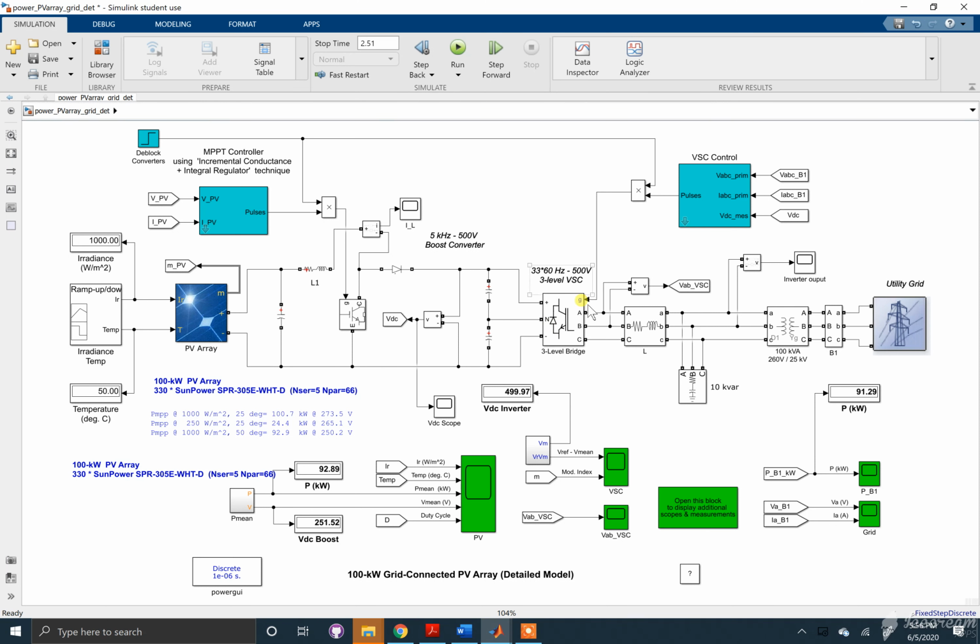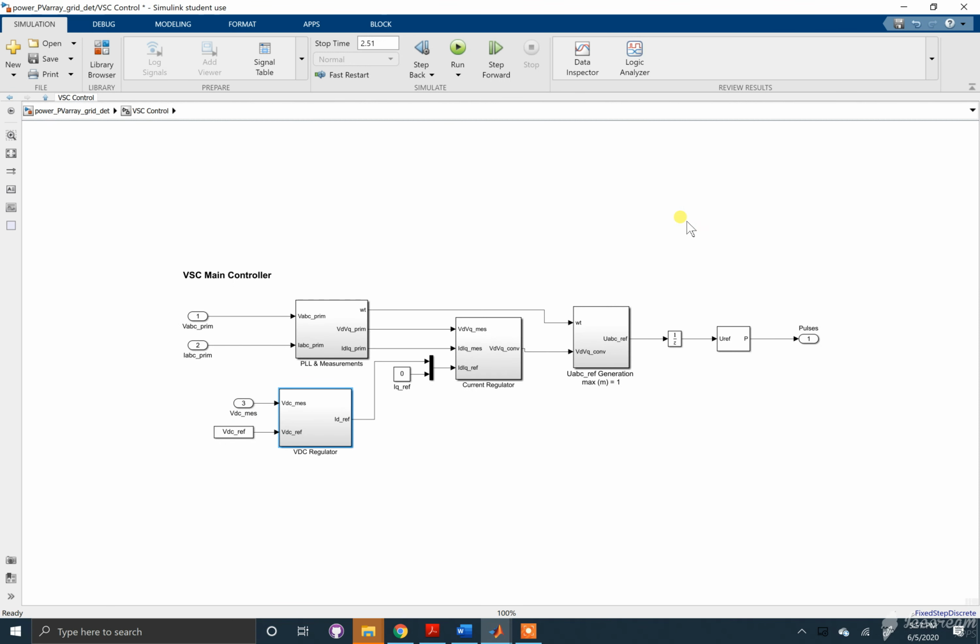Now, taking a look at the control mechanism for this inverter, or the voltage source converter, which is the three-phase inverter. It's controlled by the combined signal of the MPPT, or the DC-DC converter block up here, and the signal generated by this VSC control. Dive in here real quick.